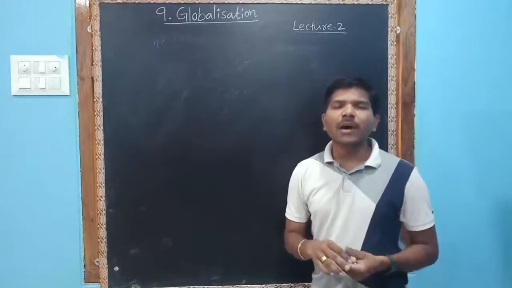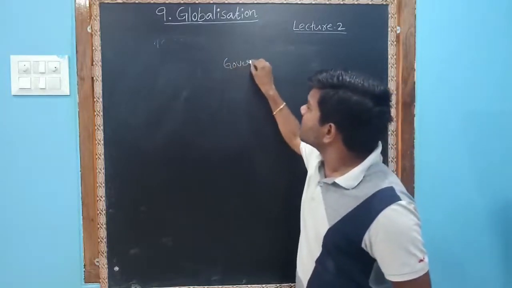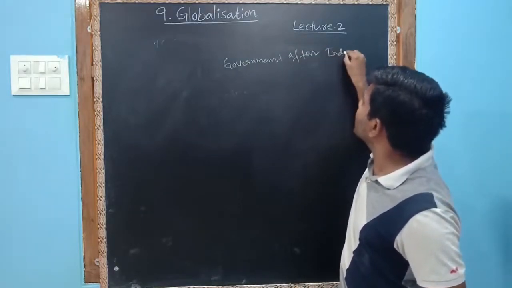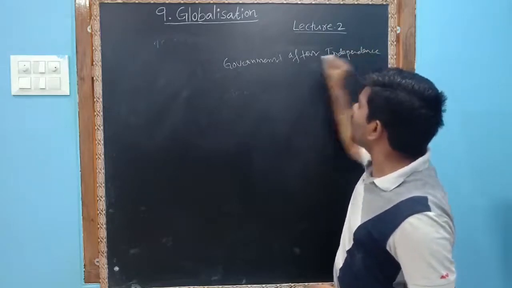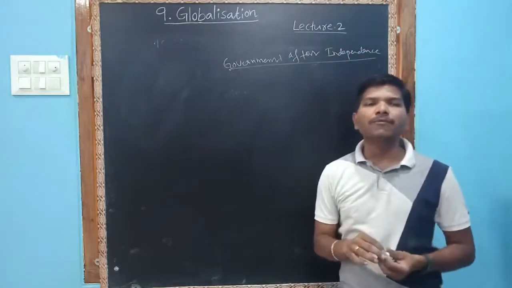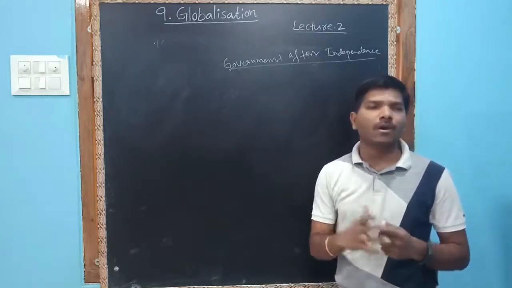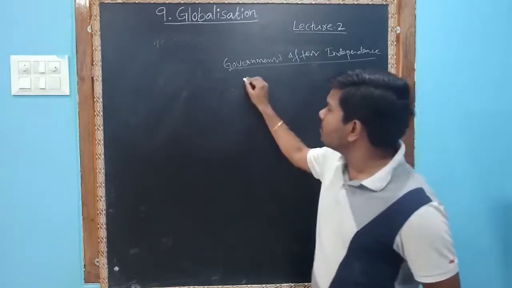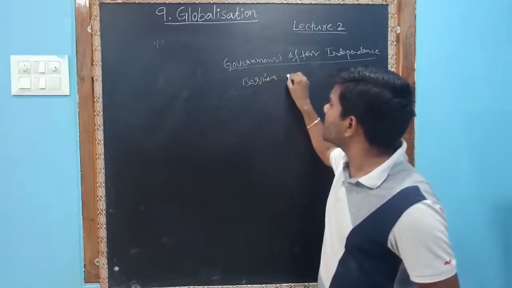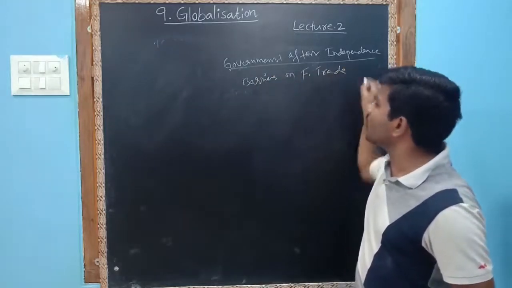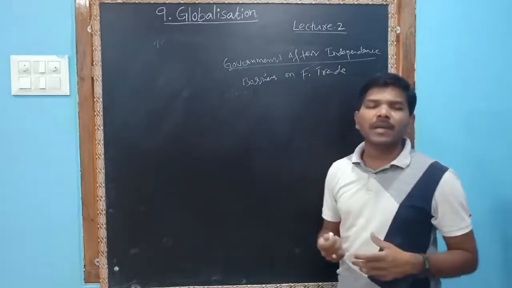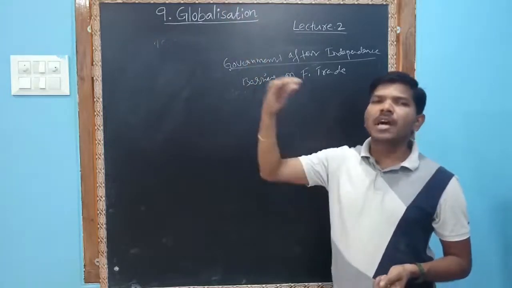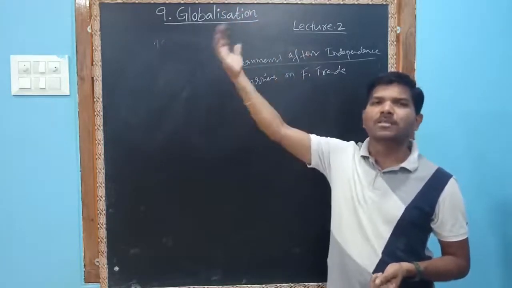Next, initially the government after independence did not accept foreign goods. I repeat, the government after independence put barriers on foreign trade. They restricted us from sending our products to other countries, and at the same time they also restricted other products coming to India.